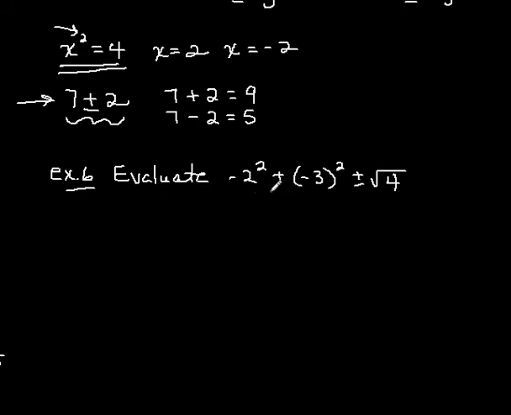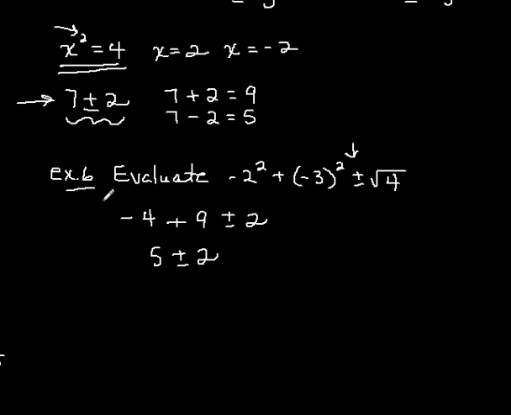Evaluate. This isn't much different than what you had before, except we have this plus or minus right there. So we get negative 2 squared. There's no parentheses around the negative 2, so we leave the negative and we just square the 2. So it's negative 4. This is negative 3. This time there is a parenthesis squared, so negative 3 times negative 3 would be 9. And we have plus or minus the square root of 4, which is 2. So we get negative 4 plus 9 will be 5 plus or minus 2.